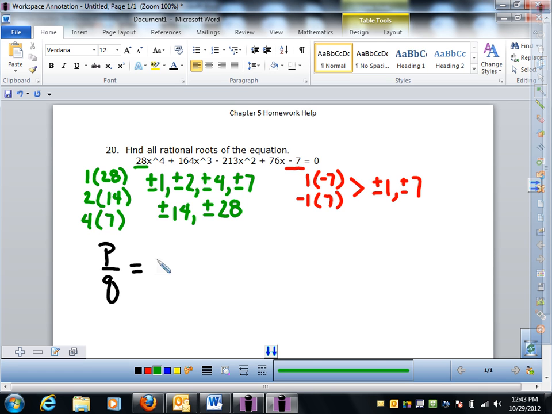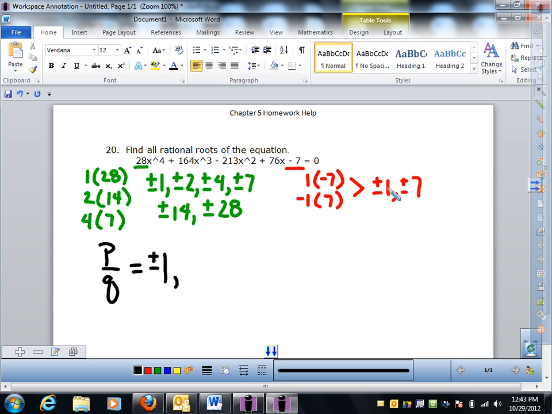Now what we do for our P over Q is I will take each of these P factors and put them over each of these Q factors. And so what it will look like is this. If I take 1 over 1, that would just give me 1. It doesn't matter, if I take +1 over +1, I'd get 1. If I take -1 over +1, I'd get -1. If I take -1 over -1, I'll get +1, and so forth and so on. So what we typically do is we just say, well, that's plus or minus.